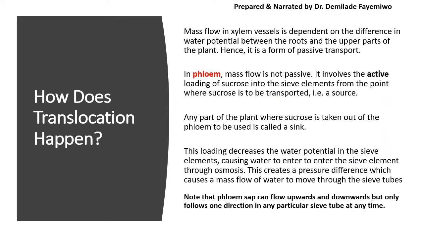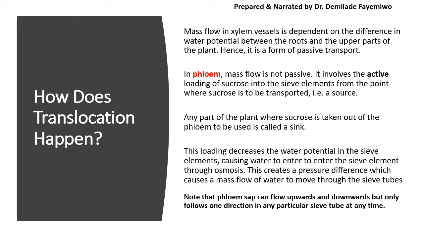So when we speak of translocation, the big question is, how does translocation happen? How do molecules of sucrose move from one part of the plant to the other? Now remember when we were discussing movement in the xylem and we spoke about water movement, we said that the movement of water is dependent on the difference in water potential, which means that at the leaves where water is being lost, the water potential is usually lower than at the roots where water is being absorbed, and as a result of that, the water continues to move from the roots towards the leaves.